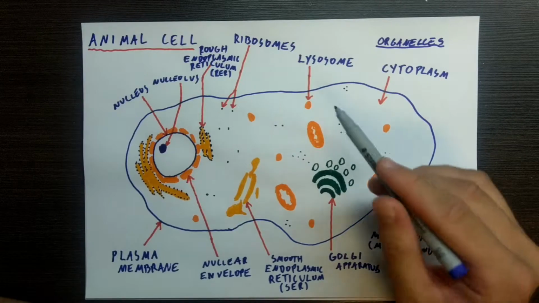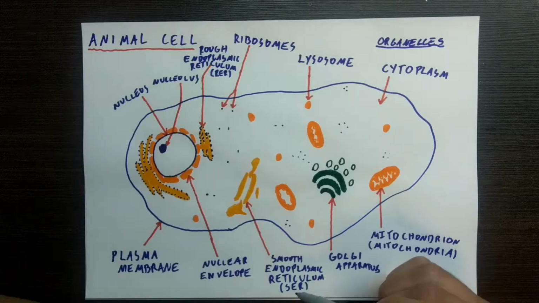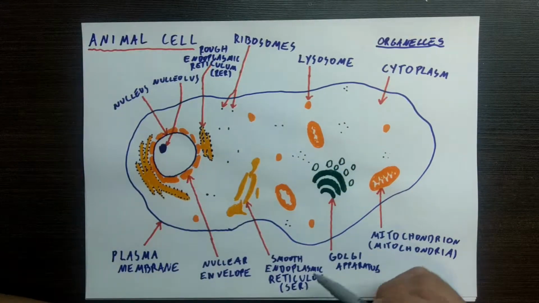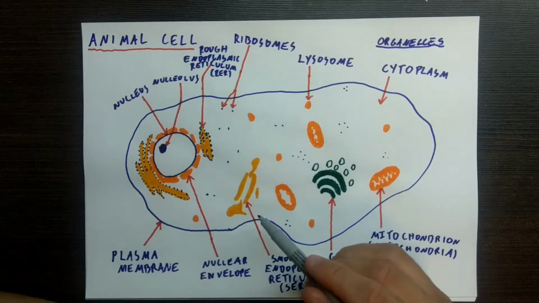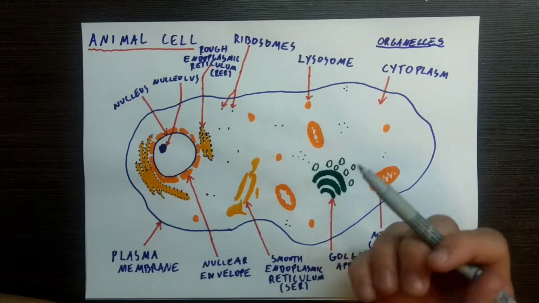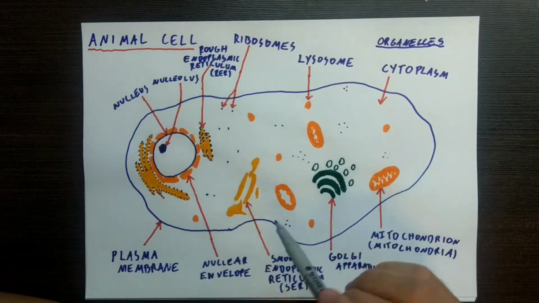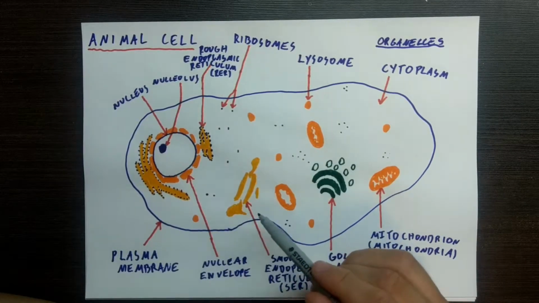Let's carry on with smooth endoplasmic reticulum, SER. Here we have rough endoplasmic reticulum, here we have smooth endoplasmic reticulum. Smooth endoplasmic reticulum is important for synthesis of lipids, so fats essentially. It is crucial in making lipids and also knocking them into shape. So that's the role of smooth endoplasmic reticulum.